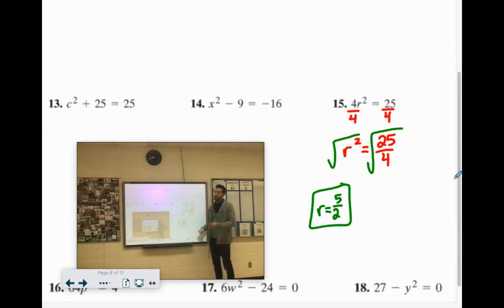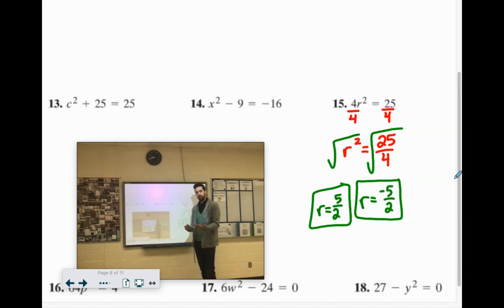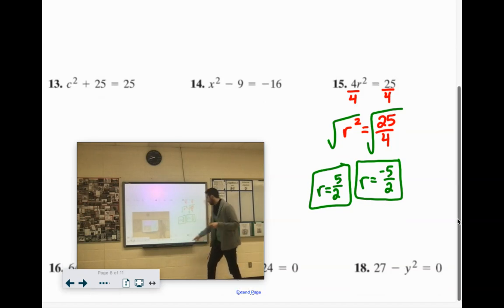But don't forget, it can also be the negative version of that. And when you make a fraction negative, you just throw the negative up top or out in the front middle. You don't make both parts negative. Like you wouldn't write negative 5 over negative 2, because then the negatives would cancel out. And you don't want that. Let's try one more.